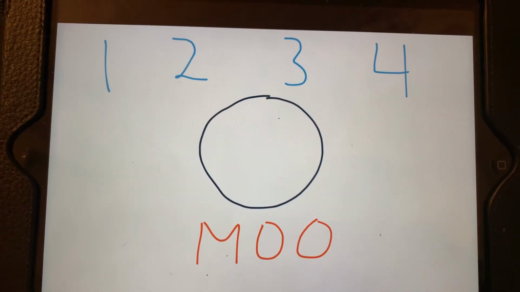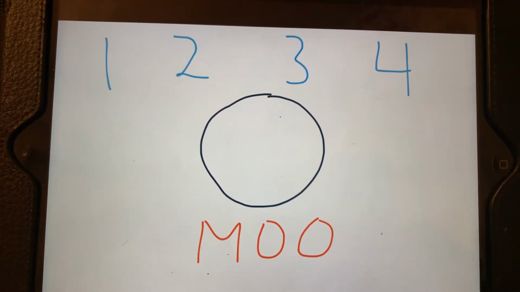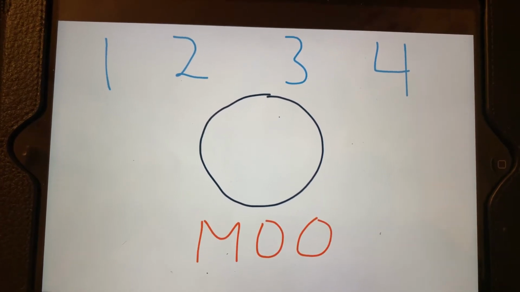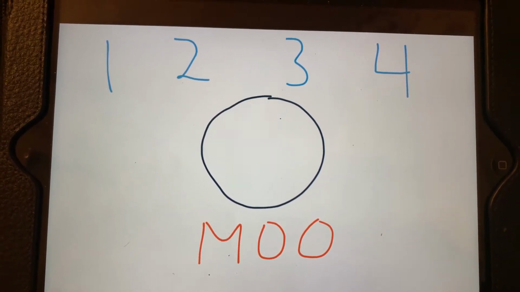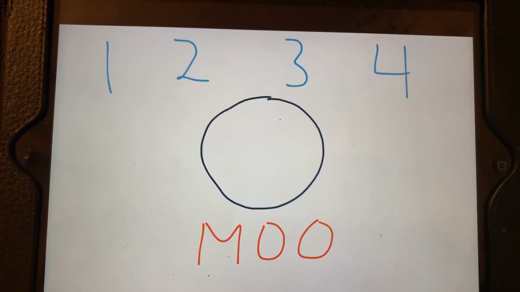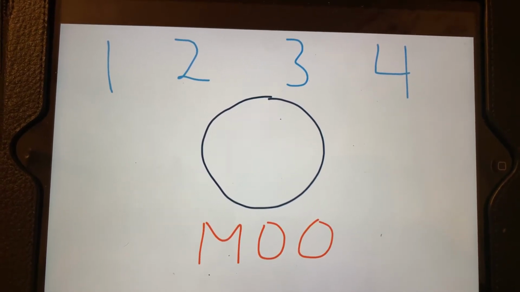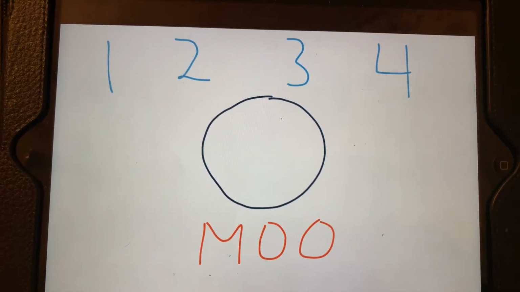So our first note is a whole note, that big circle there in the middle. Now a whole note is worth 4 counts. So our cow is going to say moo for 4 counts. So it'll go moo.